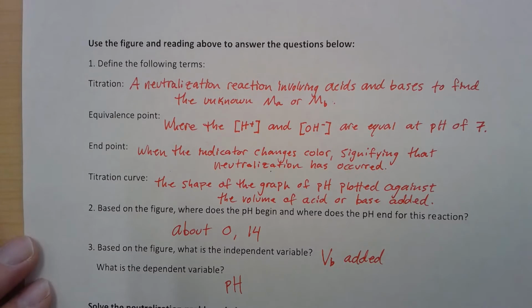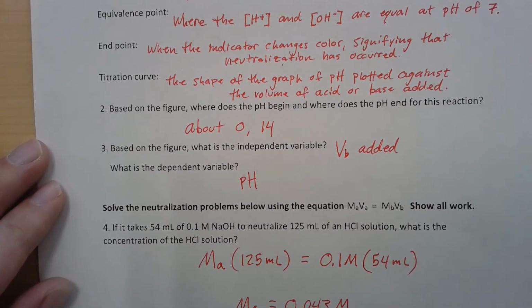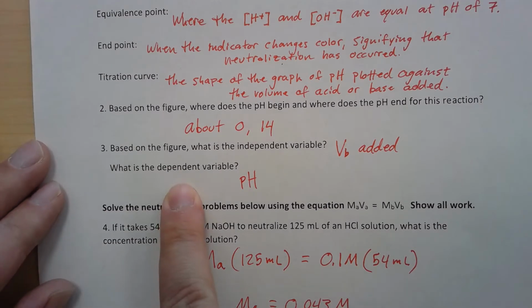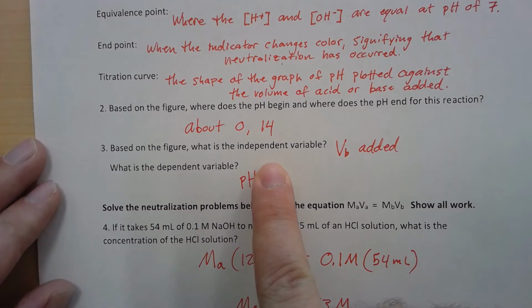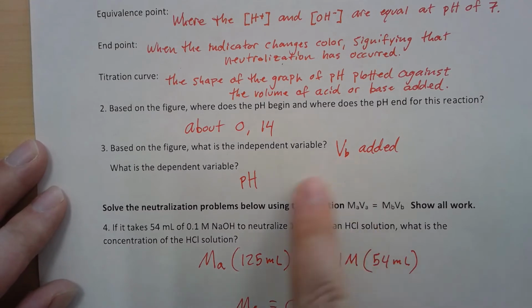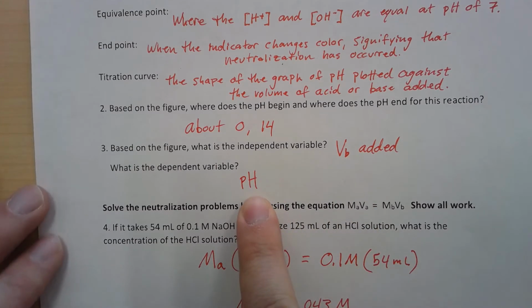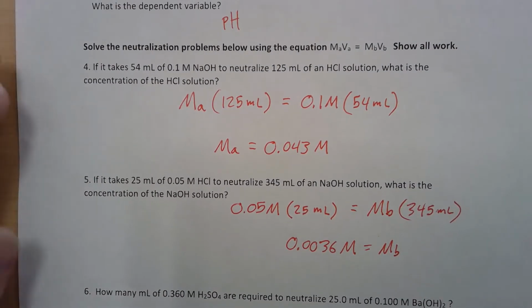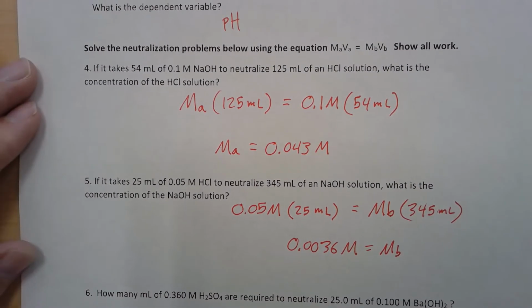Okay, based on the figure, what is the independent variable? That would be volume of base added. And what is the dependent variable? That's pH. Remember, the dependent variable depends on the independent variable, so this directly affects this. Okay, and there are 3 questions here that involve neutralizations.